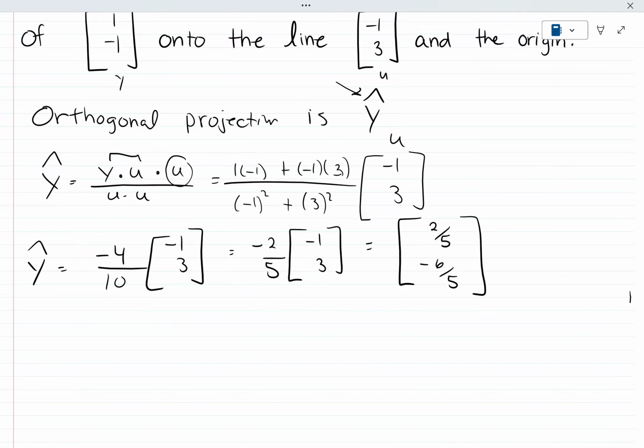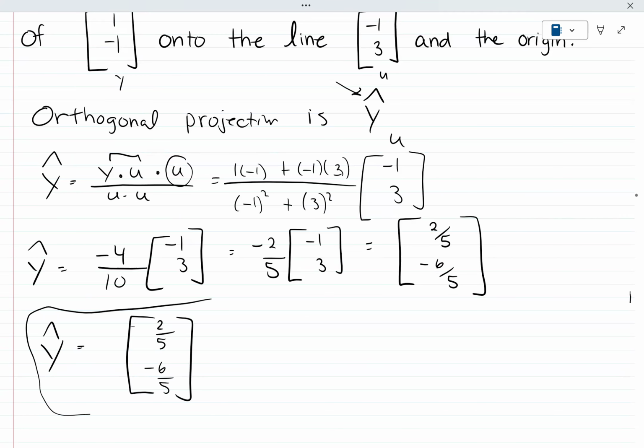So y hat as my final answer will be this vector, 2/5 and -6/5. Is that our final answer? Yes, that is my final answer. So this is our projection, or our orthogonal projection, y hat.